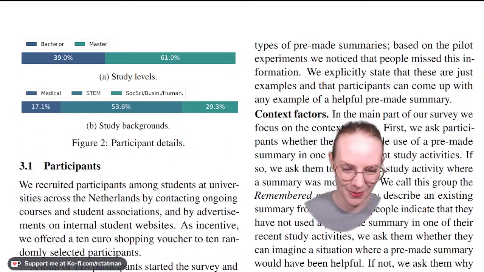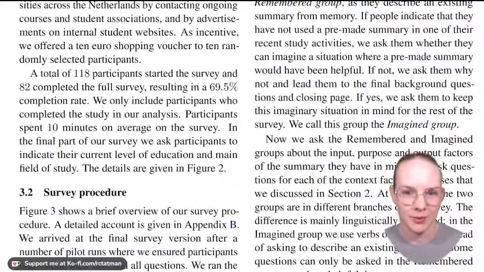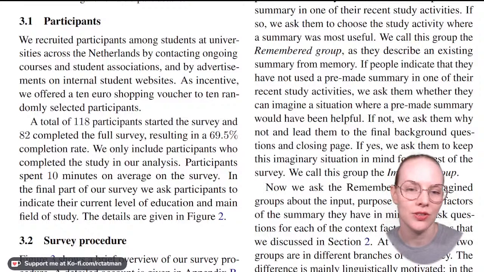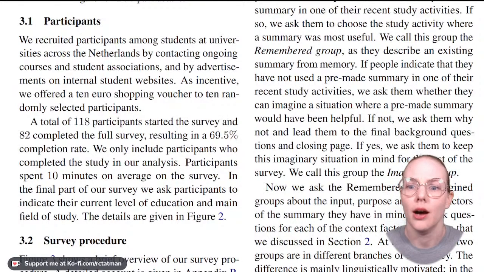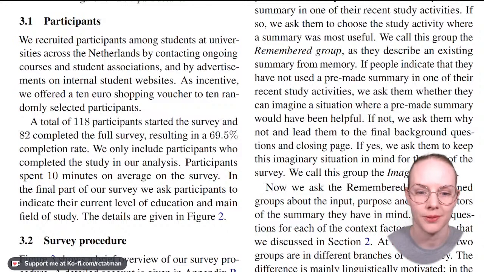Again, talking about populations of convenience. Participants. We recruited participants among students at universities across the Netherlands by contacting ongoing courses and student associations, and by advertisements on internal student websites. As incentive, we offered a €10 shopping voucher to 10 randomly selected participants. Okay. So if you finish the study, you got a chance at a voucher.